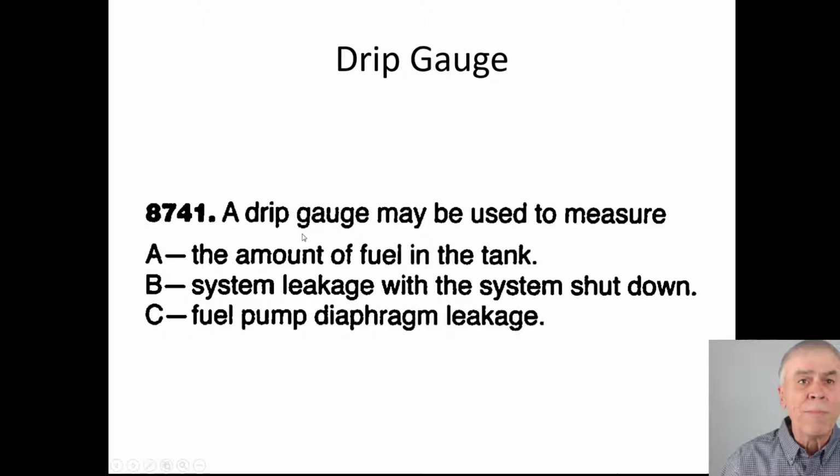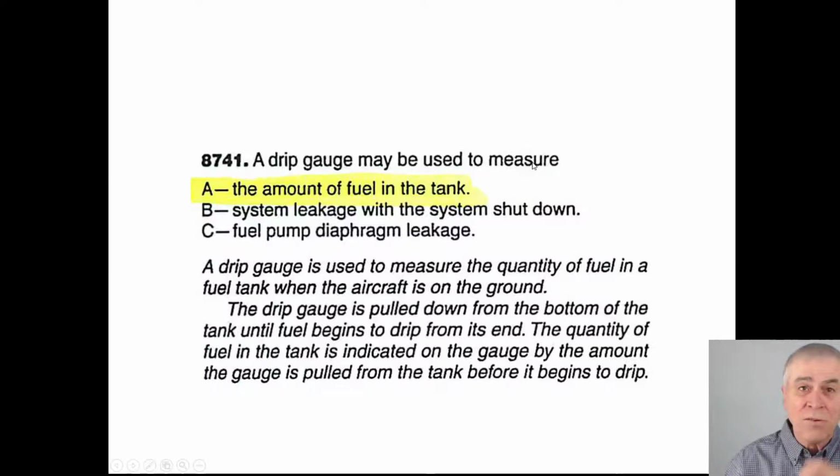Question about a drip gauge. A drip gauge may be used to measure what? A, the amount of fuel in the tank. B, the system leakage with the system shut down, so you can measure the drips. Or C, the fuel pump diaphragm leakage. Again, they're talking about something that might be drips, but it's actually something that's used to measure the amount of fuel in the tank. It doesn't actually measure drips.